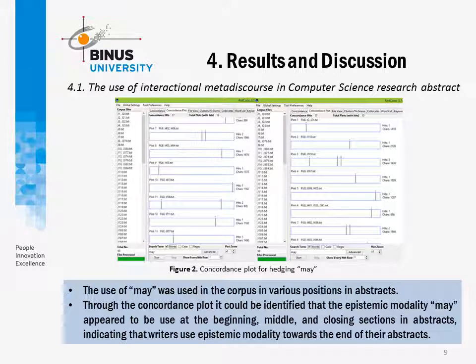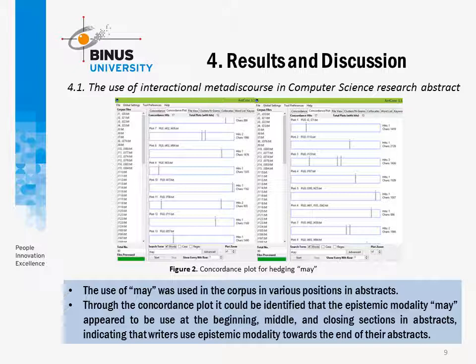In the use of the interactional metadiscourse, the concordance plot showed the position in which the marker was used in the abstracts. The pointers showed the various positions the marker was identified, and the marker pointed to the left showed that the marker was used at the beginning of the abstracts, and moving towards the right-hand side of the plot, it means that the marker was used throughout, or in the direction of the end of the abstract.